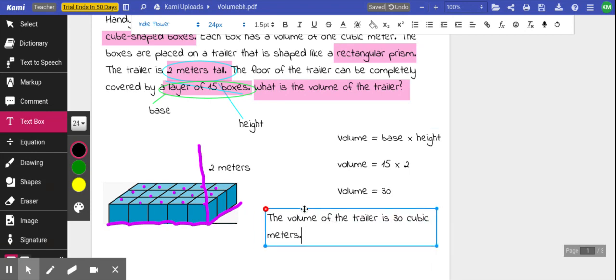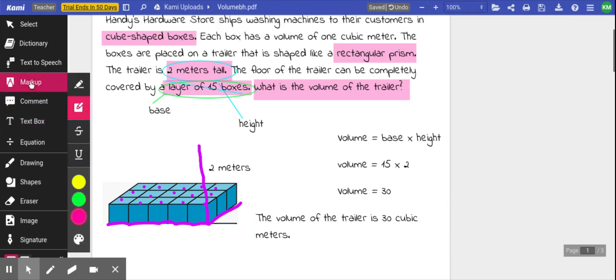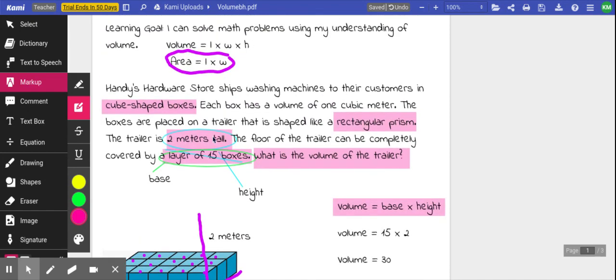All right, so just to refresh our memory, again, the new formula that we're using is base times height. Now, why can't we use volume is equal to length times width times height? Now, if you think about this problem, did this problem tell us the length? No, it didn't. Did this problem tell us the width? No, it didn't. It only told us the height, and it told us the base area, the first layer of the prism. So whenever you're only given the first layer and the height, you use base times height for volume.